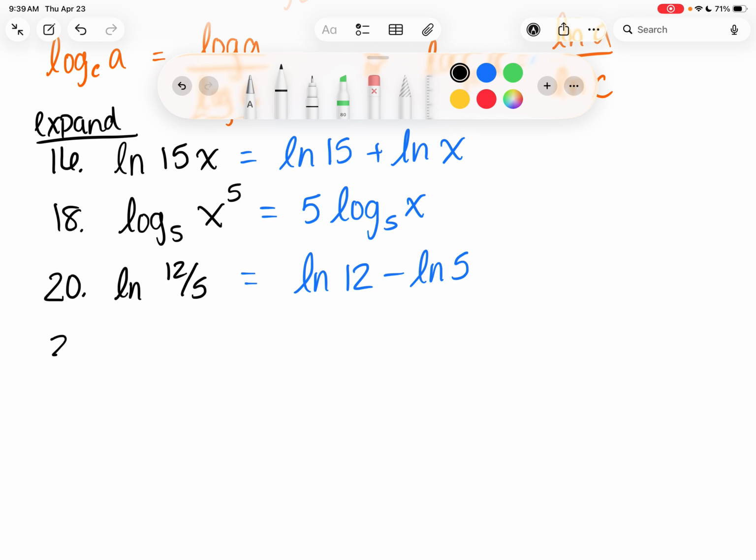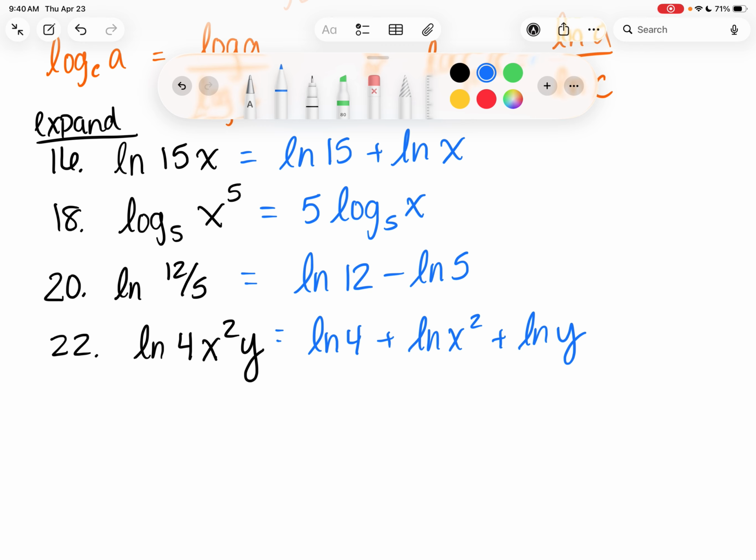22. ln of 4x squared y. So this one has obviously more to it. The last ones have all just been one step, but everything that's being multiplied is going to be a separate sum. So this is going to become the ln of 4 plus the ln of x squared plus the ln of y.